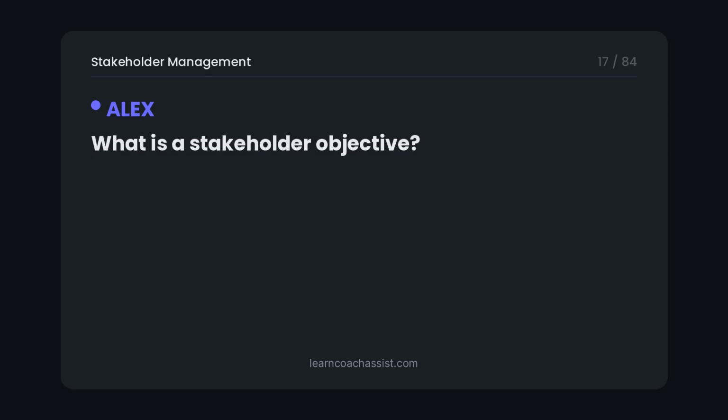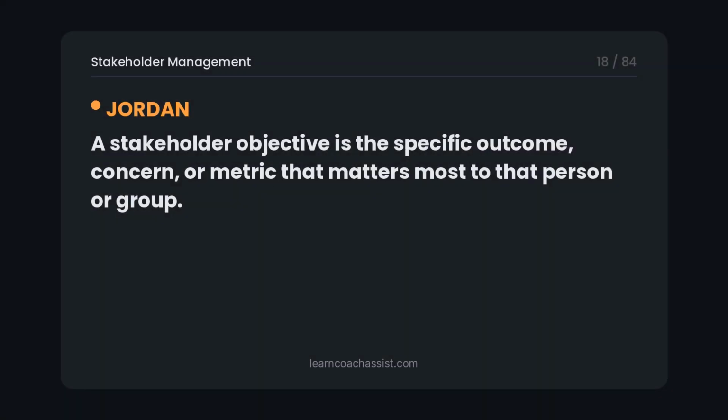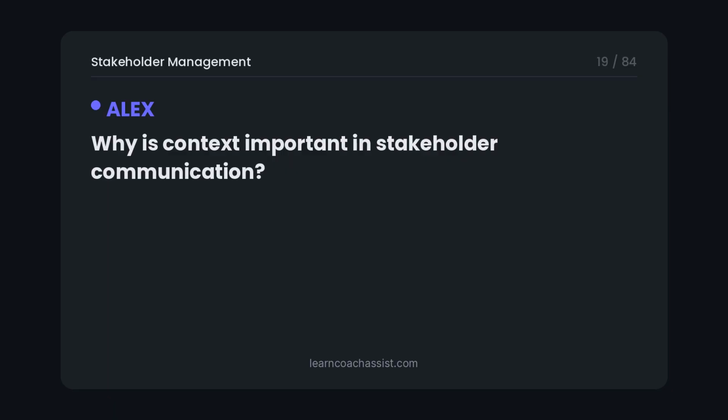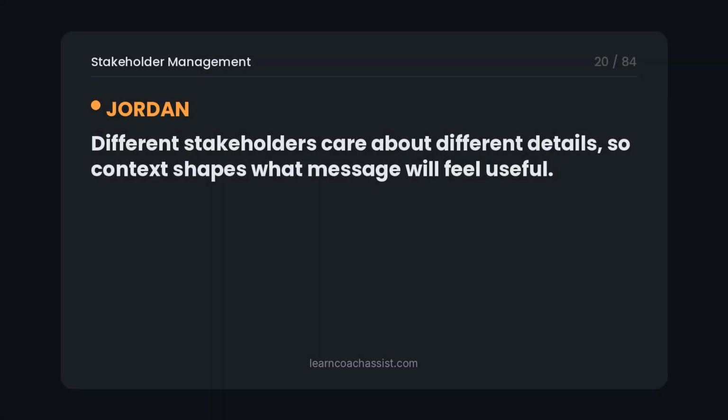What is a stakeholder objective? A stakeholder objective is the specific outcome, concern, or metric that matters most to that person or group. Why is context important in stakeholder communication? Different stakeholders care about different details, so context shapes what message will feel useful.